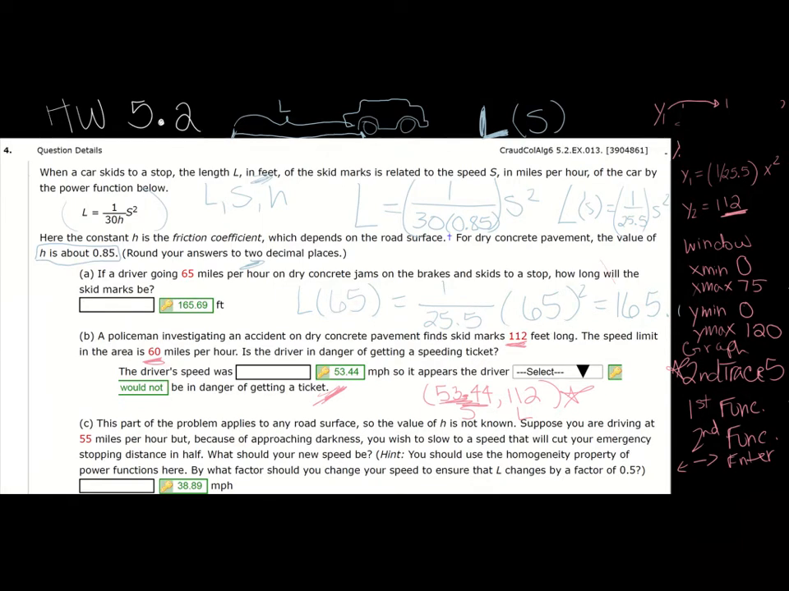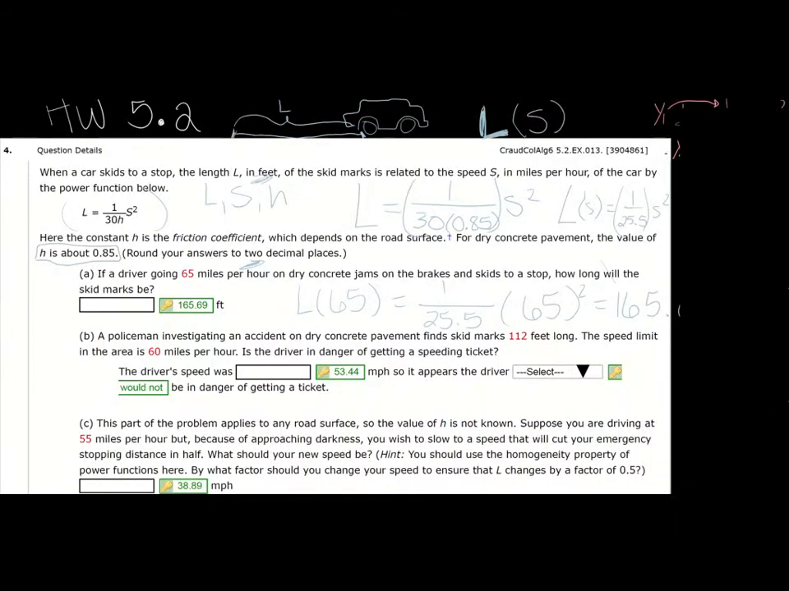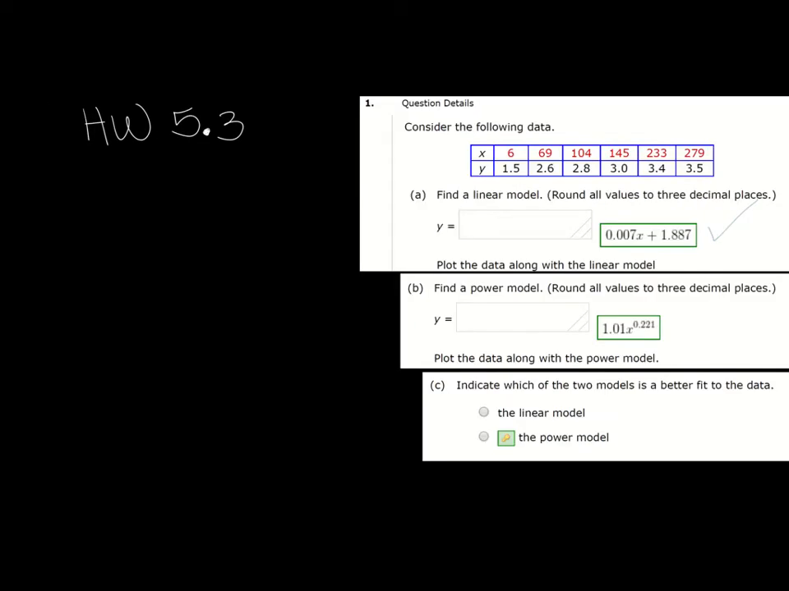With this problem, I made part C worth 0 points because we're not going to talk about the homogeneity property of power functions. If you want to know more about that, it is in section 5.2, and you're welcome to go look at that or send me any emails if you have questions, but it will not be tested on the exam.